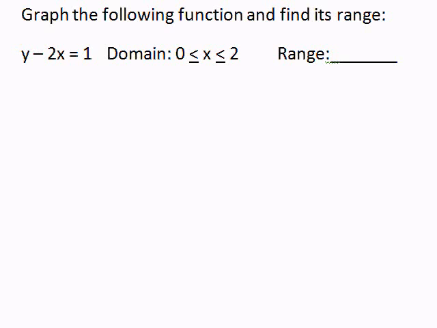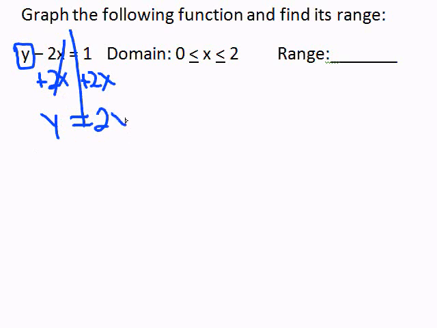So let's go ahead and graph the following function and then find its range. The first thing we want to do is to make sure our function is rewritten so that y is a function of x. That means we've got to get y by itself. To do this, I'm going to add 2x to both sides. This gives me y is equal to, since the negative 2x and 2x canceled, positive 2x plus 1.